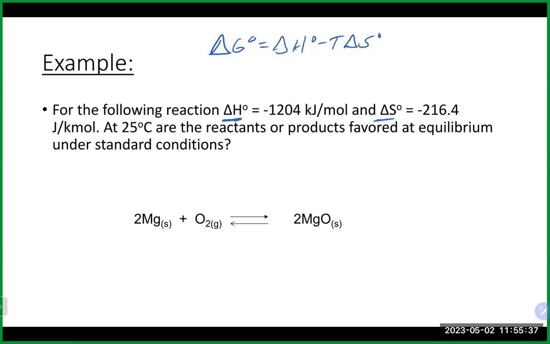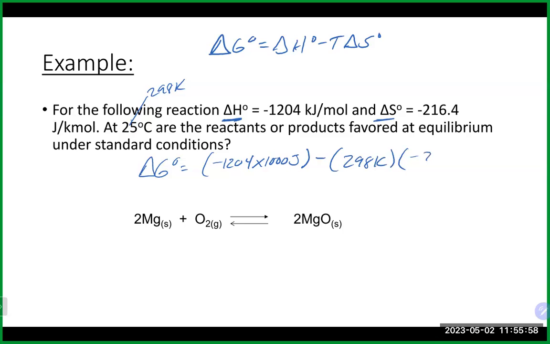And we just need to convert the temperature over into Kelvin by adding 273 to it. And then we're ready to plug it in. Once again, just like I've done previously, I'm going to multiply by 1,000 here to turn this into joules, so I don't have any type of unit problem. And also, like normal, you can convert the delta S into kilojoules if you prefer.